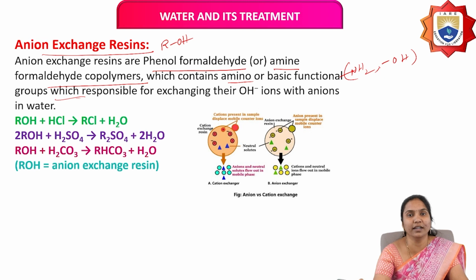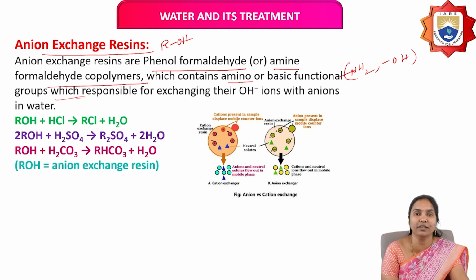These resins contain basic functional groups like amine or hydroxy functional groups, and they are responsible for exchanging their OH minus ions into the water and absorbing all the anions which are present in water. So what is the functioning of the anion exchange resin? It contains basic functional groups like OH or NH2, and it absorbs all the anions which are present in water and it gives its OH minus ions into the water.